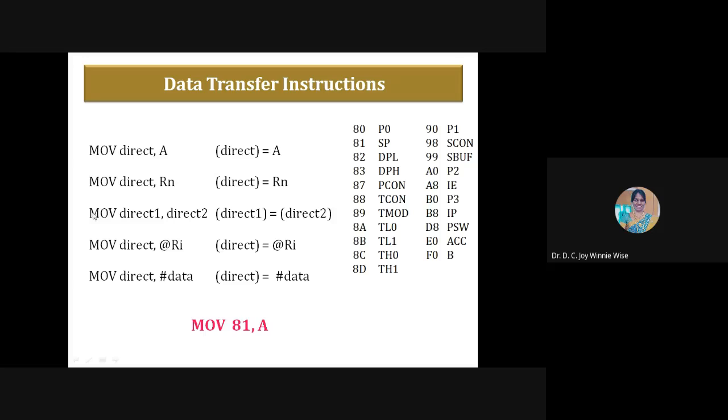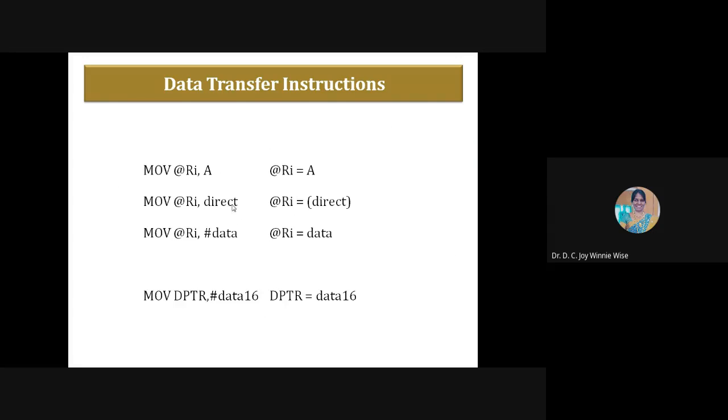Okay. So here the destination is direct. There are the special function registers, which are referred by an 8-bit memory address. And the source can be A, accumulator, registers, special function registers, @Ri and #data. Okay, this is another set of move instructions. Here, the destination is @Ri, and the source can be accumulator, direct, and #data.